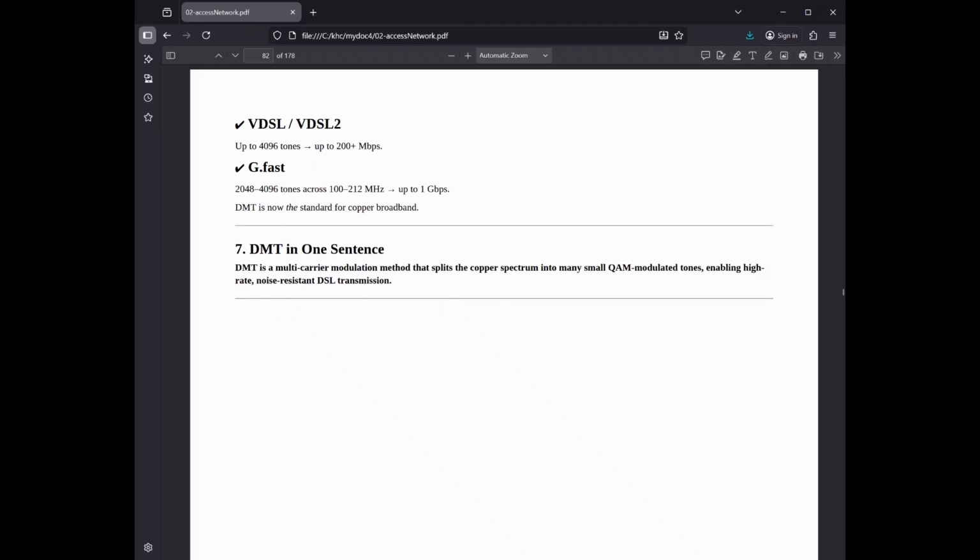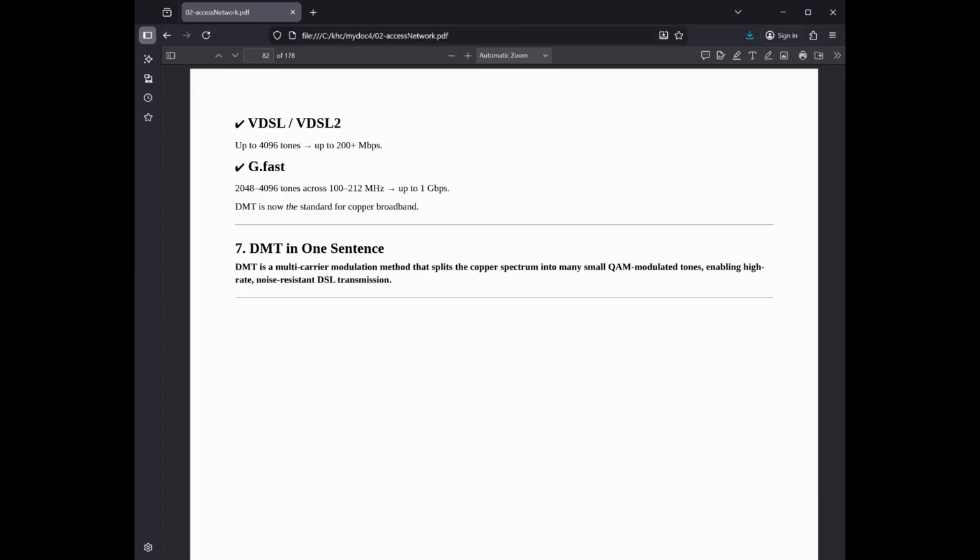Where DMT is applied. Discrete multitone, DMT, modulation is the global standard for high-speed communication over copper wires. Because of its incredible ability to handle noise and varying line lengths, it is the foundation for the entire xDSL family and several other niche applications. Here is a breakdown of where DMT is currently utilized.